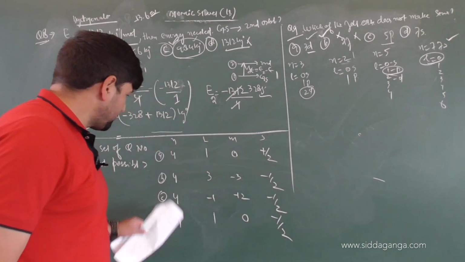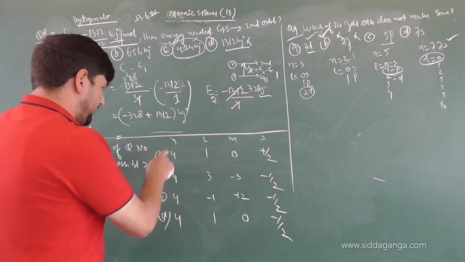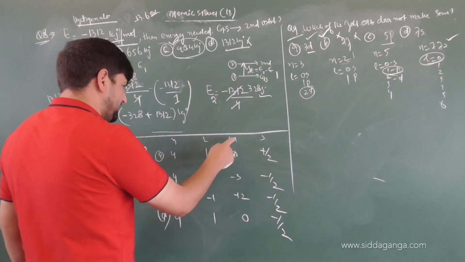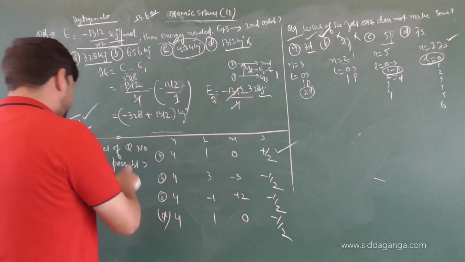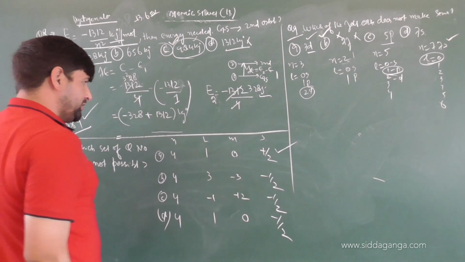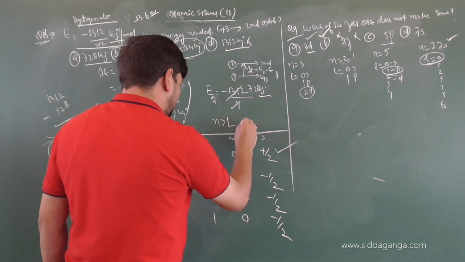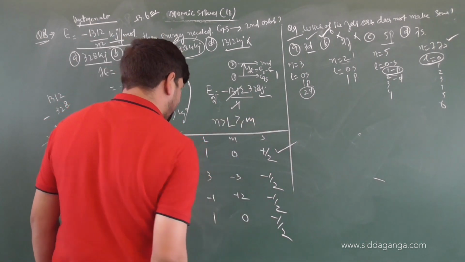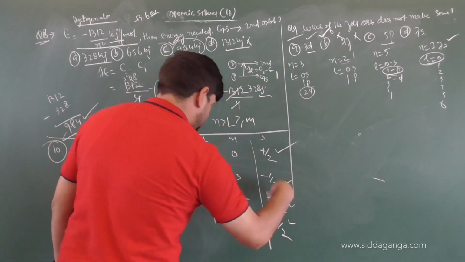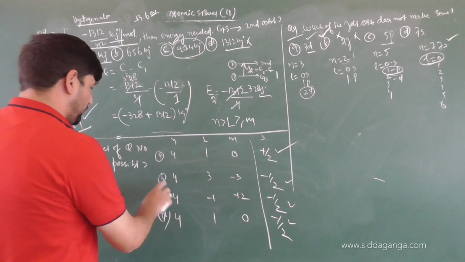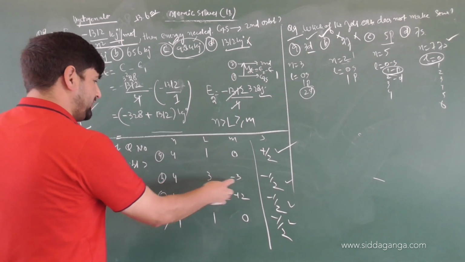So we got n, 4, 1, 0. So n 4, l 1 possible? Yes. m 0 possible? Yes. s plus half possible? Definitely yes. The question is which quantum number set is not possible. So the basic rule, n more than l, and l more than or equal to m, you should keep in mind. Spin quantum number is possible everywhere because spin is plus half or minus half. What is the n value here? 4. l 3, m minus 3.